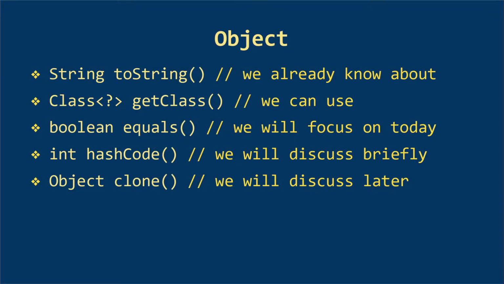So then, in summary, in object, we're going to look at 5 methods overall. The toString, of course, we already know about. getClass we're going to use, and we're going to demonstrate using that today. The boolean equals method we'll focus on today. Look at the hash code just a little bit, and clone I'll discuss in a later video.